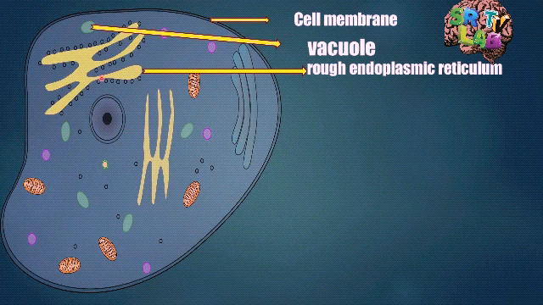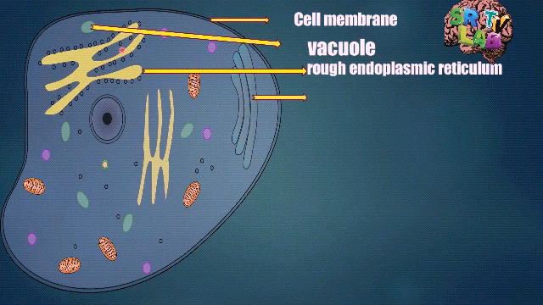Good. We go to the rough endoplasmic reticulum. When we say rough endoplasmic reticulum, it means there is another one which is smooth. This one's function is just processing and transporting new materials that are made inside the cell. These substances around the rough endoplasmic reticulum are the ribosomes.